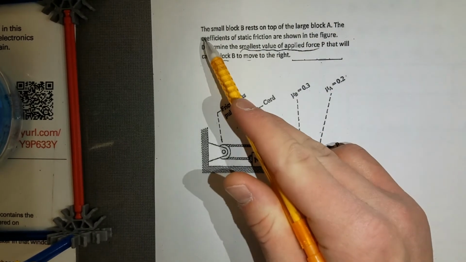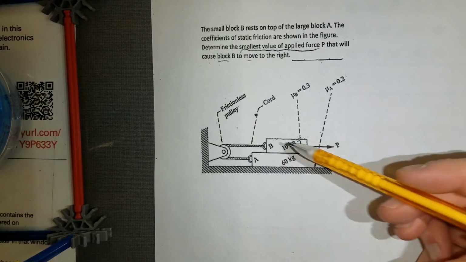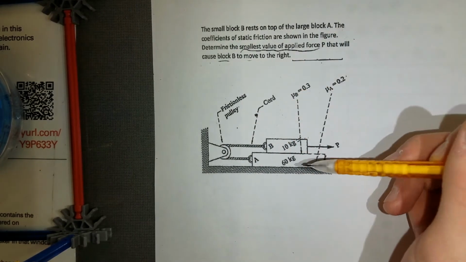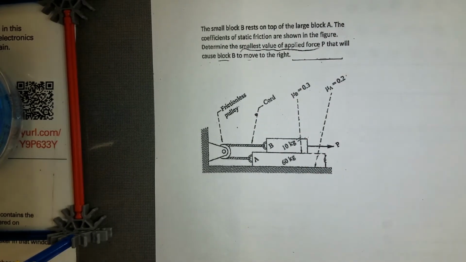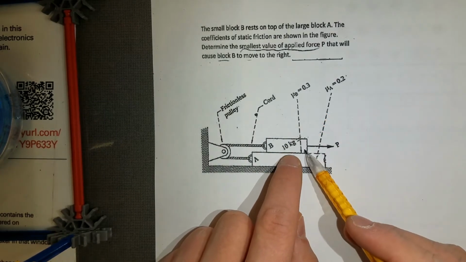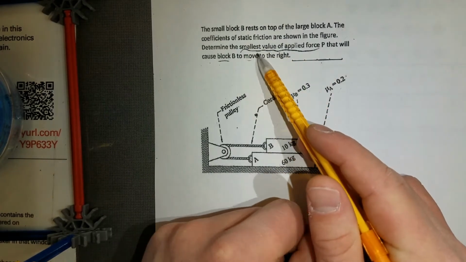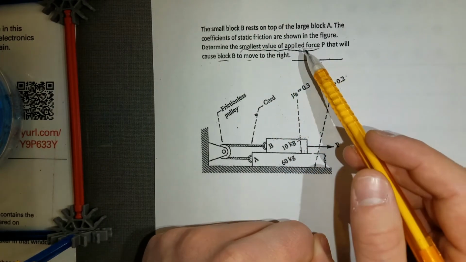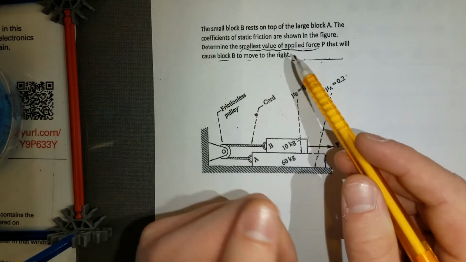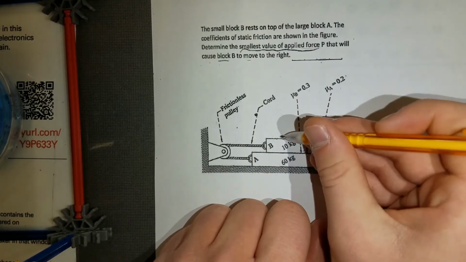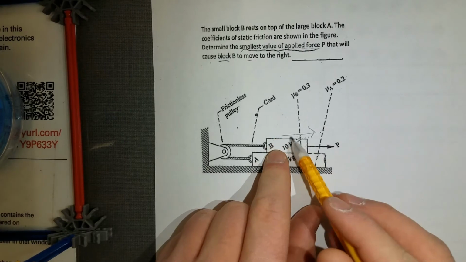So the question is, the small block B rests on top of the large block A. The coefficients of static friction are shown in the figure, with mu B being 0.3, mu A being 0.2. Determine the smallest value of applied P force that will cause block B to move to the right. So ultimately, we want to see what will cause this to start sliding.